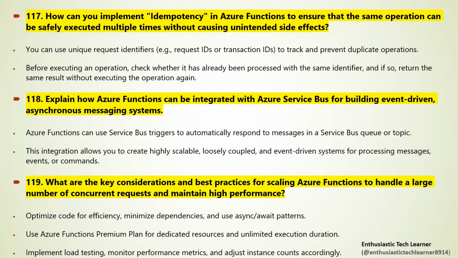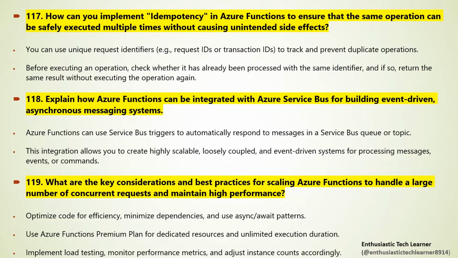Explain how Azure Functions can be integrated with Azure Service Bus for building event-driven, asynchronous messaging systems. Azure Functions can use Service Bus triggers to automatically respond to messages in a Service Bus queue or topic. This integration allows you to create highly scalable, loosely coupled, and event-driven systems for processing messages, events, or commands.